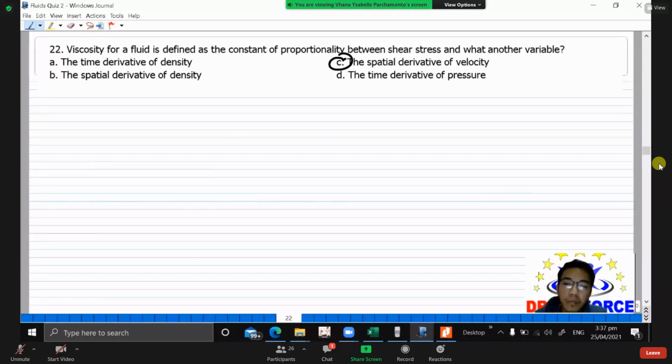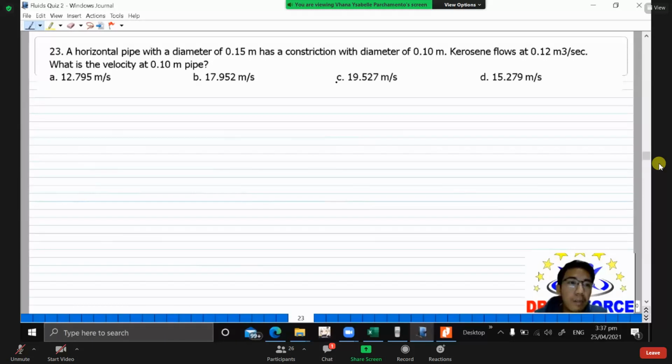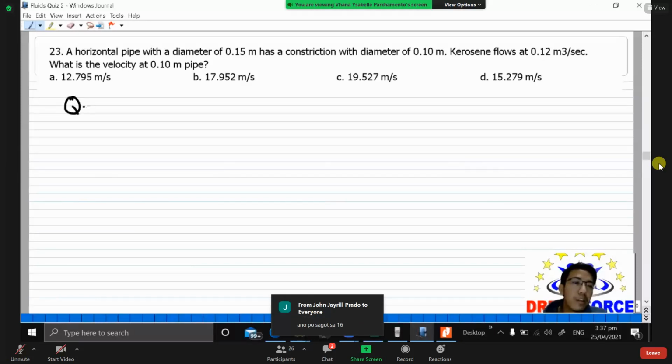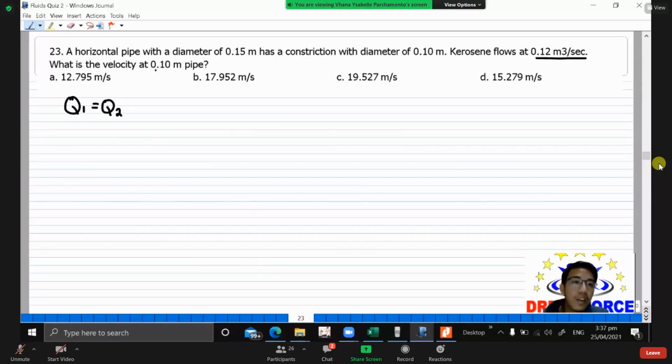Okay, next number 23. So a horizontal pipe with a diameter of 0.15 meter has a constriction with diameter of 0.1 meter. Okay, kerosene flows at 0.12 cubic meter per second. What is the velocity at 0.1 meter pipe? Okay, so using your continuity equation, we have your Q1 equals Q2. Okay, yung Q1 natin dito at saka Q2 parehas. Ito na siya. This is your Q, the volume flow rate.